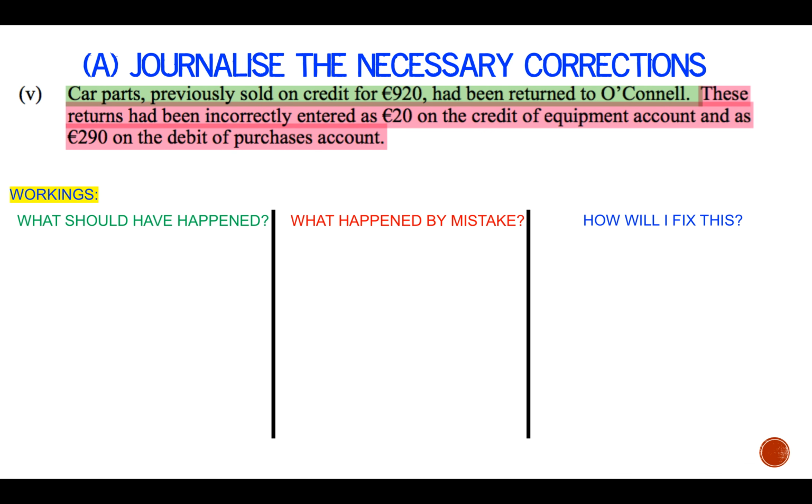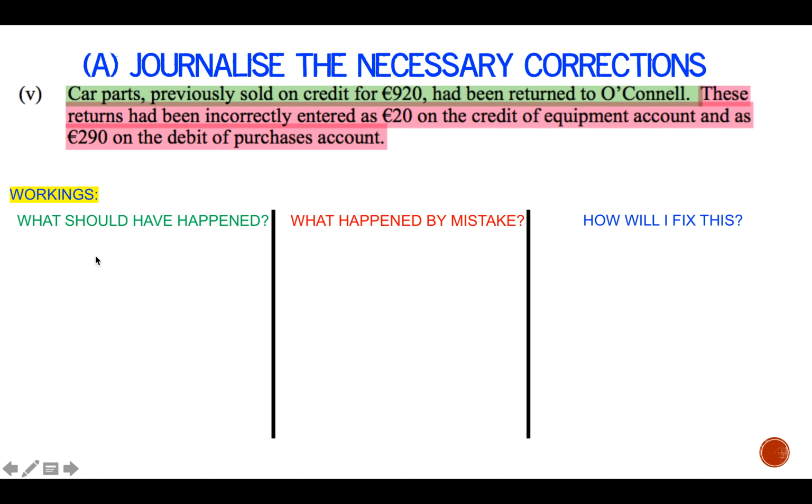Part 5. Car parts previously sold on credit for €920 had been returned to O'Connell. These returns had been incorrectly entered as €20 on the credit of equipment account and as €290 on the debit of purchase account. Okay, so first of all, car parts previously sold on credit for €920 had been returned to O'Connell.